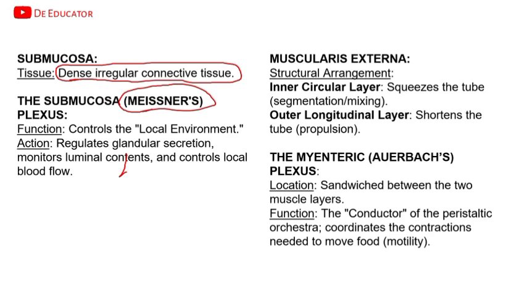Now moving on, we have the muscularis externa. Remember, we said the muscularis externa has an arrangement. We said that the inner circular layer squeezes the tube, and the outer longitudinal layer shortens the tube.